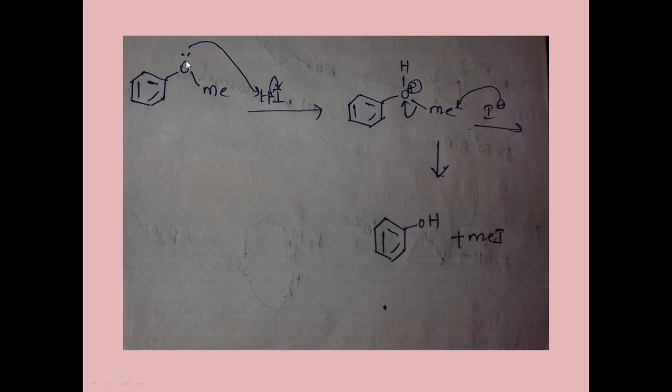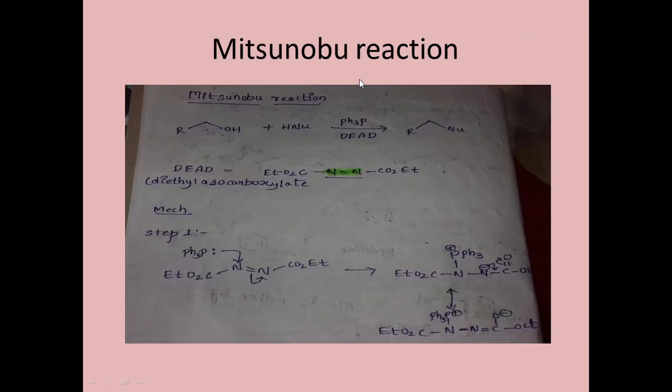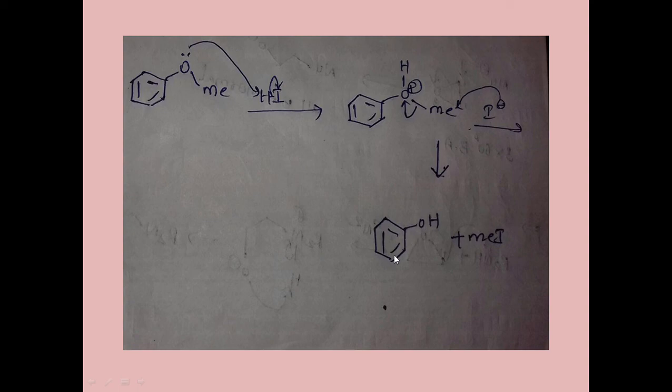Ethers are stable compounds, right? We need an acid, that is HI. As you can see, it has a lone pair, it will attack the proton, and then I minus will be removed, and then I will attack here from the backside, and we are going to get a phenol and MeI.